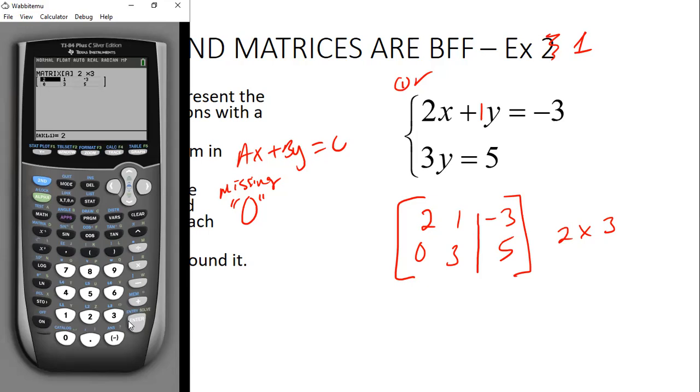Now we have to close out the matrix window. To close out of our matrix window, we're going to press second mode. So we press second mode. Now we're going to go back to our matrix. This time we want to arrow to the right once to get to math because we're trying to calculate, right? So we now want to calculate the matrix. We're going to scroll down till we get to B that says RREF. What this stands for is reduced row echelon form.